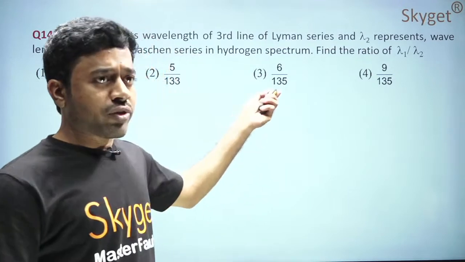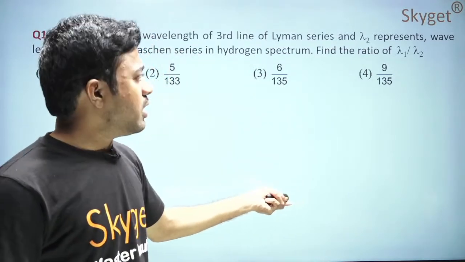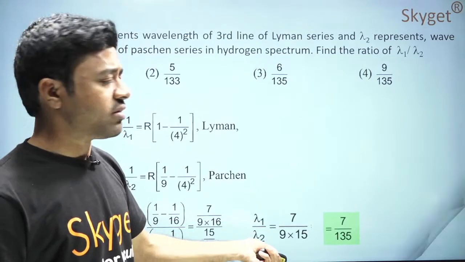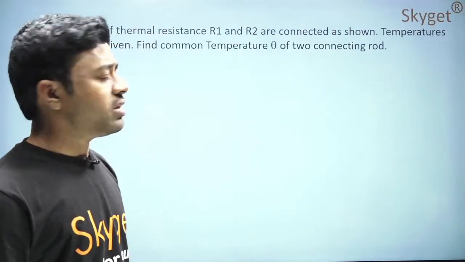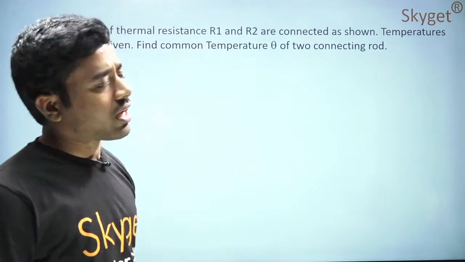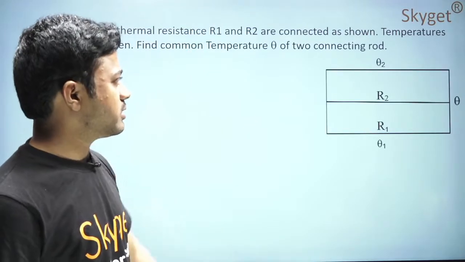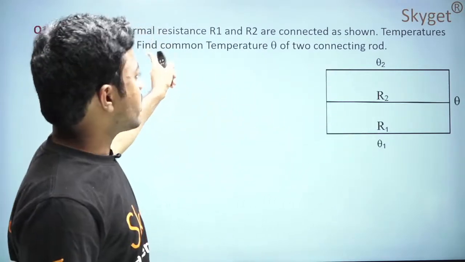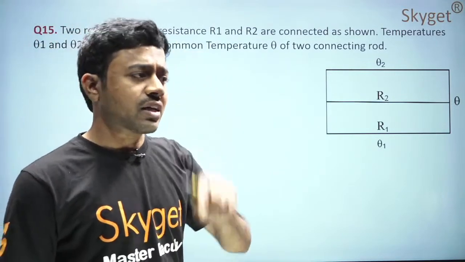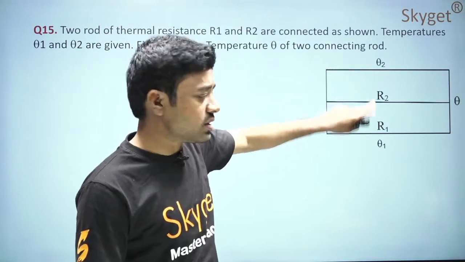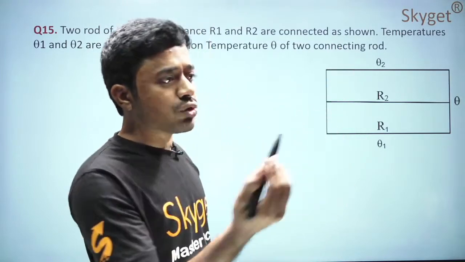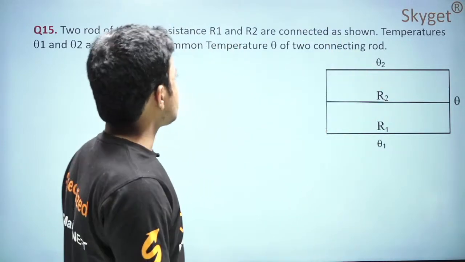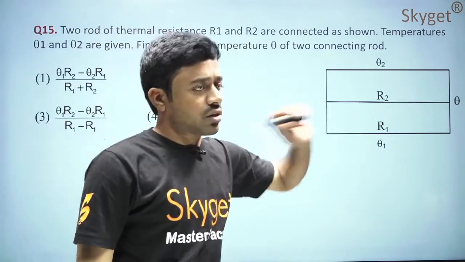Okay, and next here we found the ratios of the two wavelengths in this series. Next you can get where it is 7 by 135. Next you can look at problem number 15, where he has said two rods of thermal resistance R1 and R2 are connected as shown, like this. The temperatures theta1 and theta2 are given to the two rods. He is asking to find the common temperature of the rod, connected in between these two rods at temperatures theta1 and theta2. The medium in between those rods has the resistances R1 and R2 respectively, as shown in the figure. So find the common temperature of this rod, he is asking.